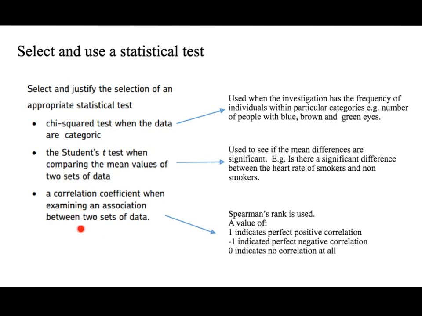A correlation coefficient is a way of showing if you've got significant correlation. If you've got significant positive correlation, or significant negative correlation. So a value of 1 indicates perfect positive correlation, -1 perfect negative correlation, and a value of 0 using Spearman's rank means there's no correlation at all. So this allows you to prove if the correlation is significant or not.